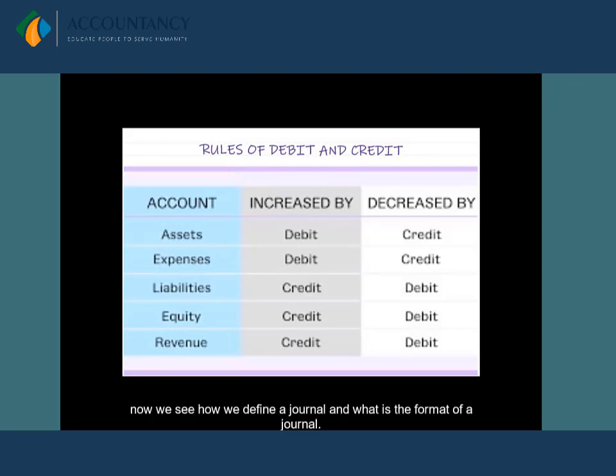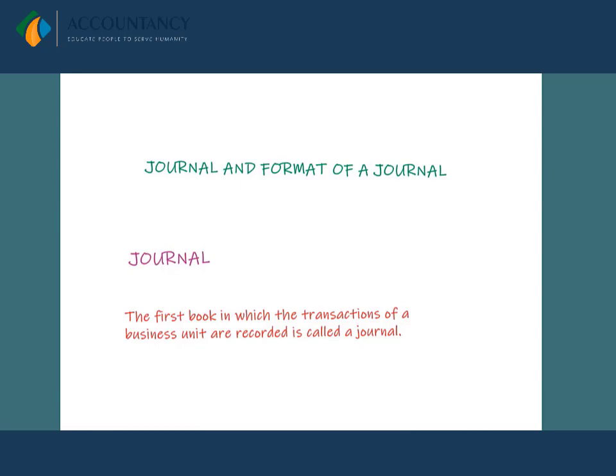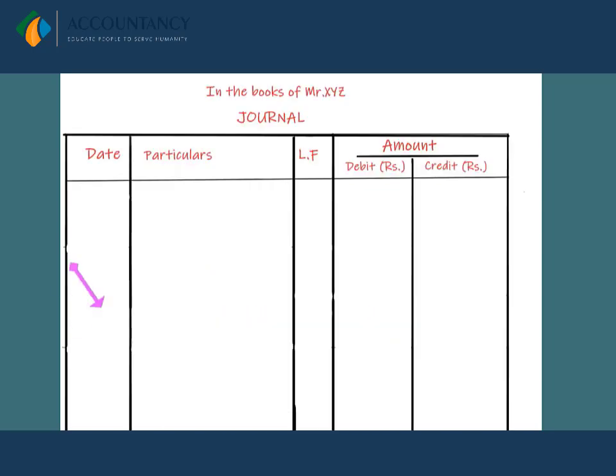Now we see how we define a journal and what is the format of a journal. The first book in which the transactions of a business unit are recorded is called a journal. Now look at the format of a journal. At the top, we write the name of the business unit. A journal is usually divided into 5 columns: date, particular, ledger folio and amount, that is debit and credit.